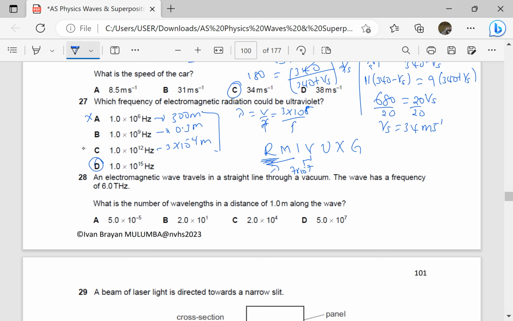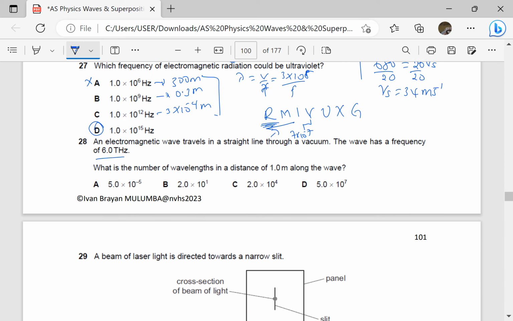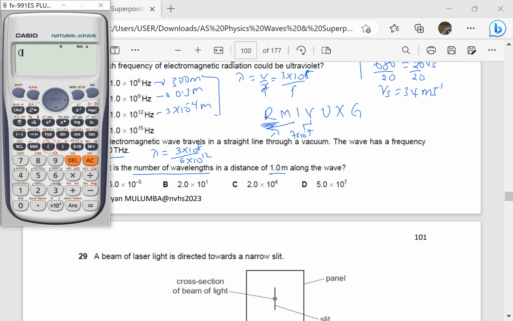An electromagnetic wave travels in a straight line through a vacuum. The wave has frequency 6.0 terahertz. What is the number of wavelengths in a distance of 1 meter along the wave? Number of wavelengths. So let's first find the wavelength corresponding to 6 terahertz. So wavelength is equal to V, which is 3 times 10 power 8, divided by frequency, which is 6 times 10 power 12, since tera is power 12. So we have 3 exponent 8 divided by 6 exponent 12.